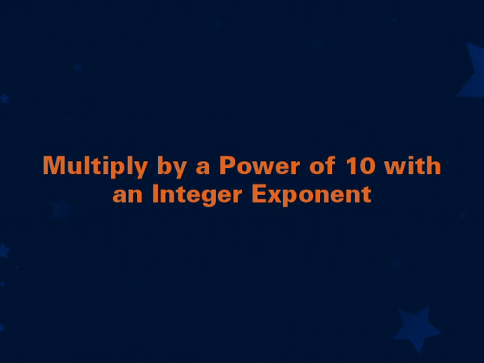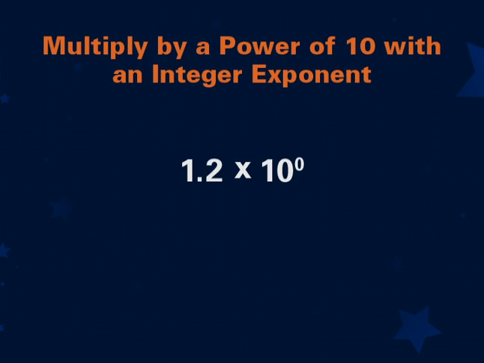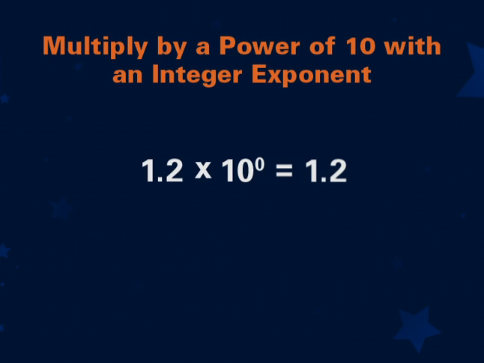Multiplying by a power of 10 with an integer exponent is a very easy thing to do. Let's have a look. What is 1 2/10 times 10 to the 0 power? Is this a trick or something? It can't be this easy. 10 to the 0 power equals 1. 1 2/10 times 1 equals 1 2/10 in standard form. That wasn't a trick. That was a treat.